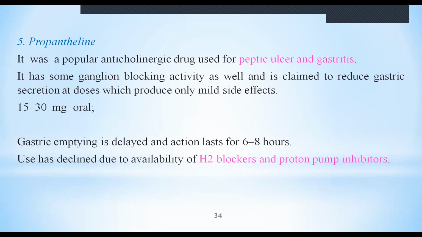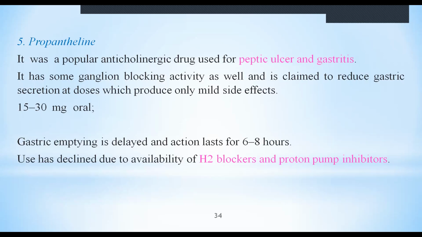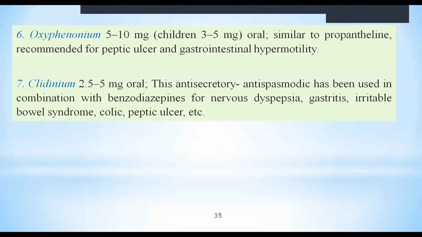The use of these drugs, especially for blocking gastric acid secretion, has been withdrawn due to H2 blockers and proton pump inhibitors, which are very potent and very safe, and decrease the secretion of hydrochloric acid and decrease the acidity. And oxyphenonium, 5 to 10 milligram oral, similar to propantheline, is recommended for peptic ulcer and gastrointestinal hypermotility.